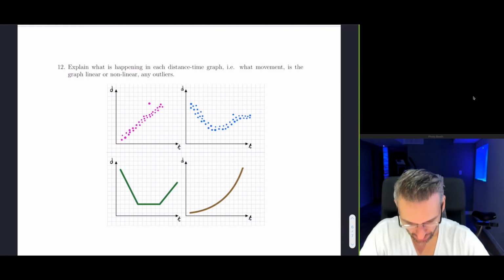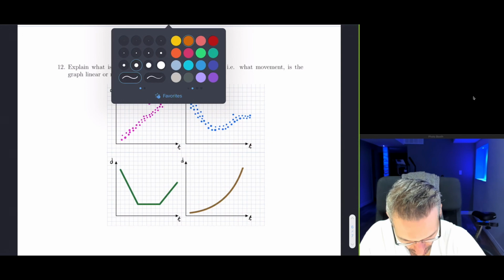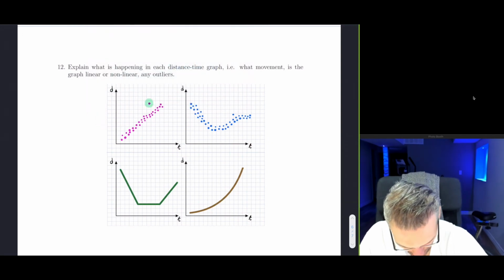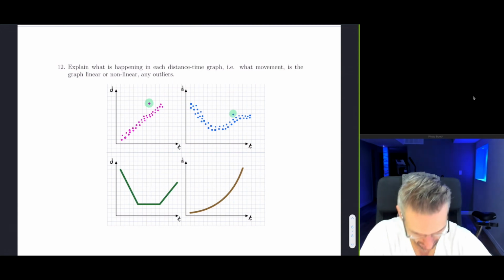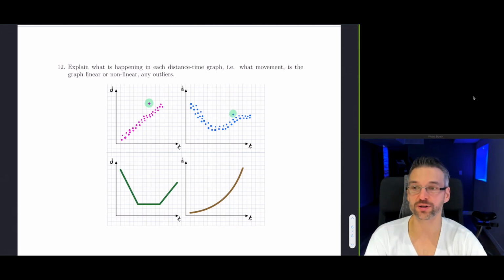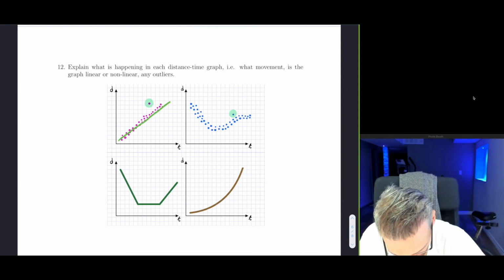So, in terms of outliers, what we could right away see is that we have an outlier here. This maybe looks like an outlier there. So you could have pointed that out in terms of writing it in the test. Are they linear or non-linear? For the first one, this looks very much linear. So that's what happens there.